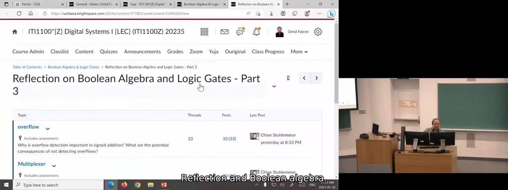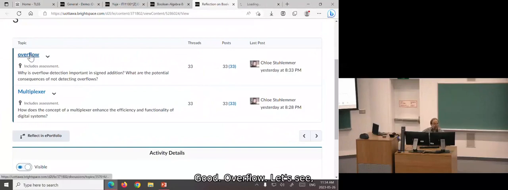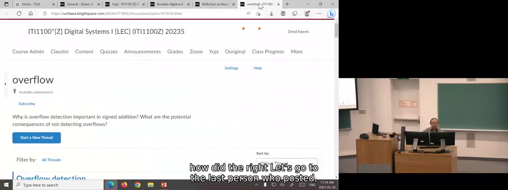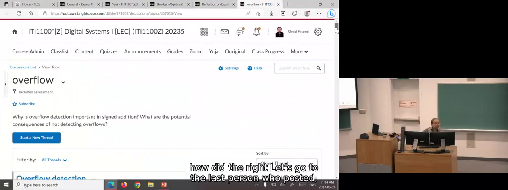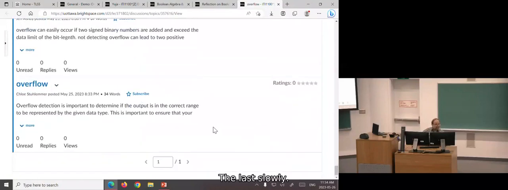Reflection and Boolean algebra. There were two reflections, overflow and multiplexer. Are you with me? Perfect. Good. Overflow. Let's see how you wrote. Let's go to the last person who posted, not the first person. The last, Chloe. Oh, you are usually the first.